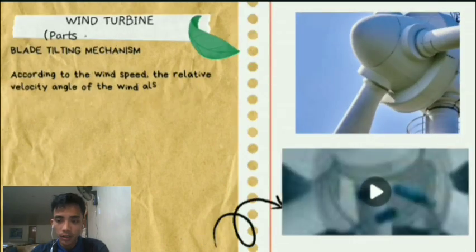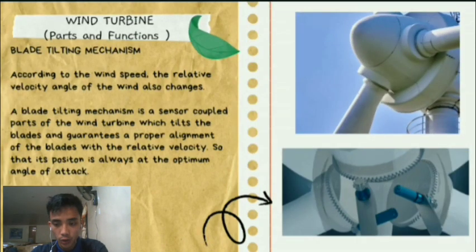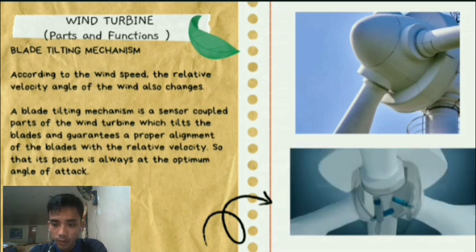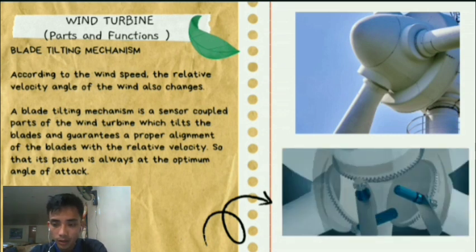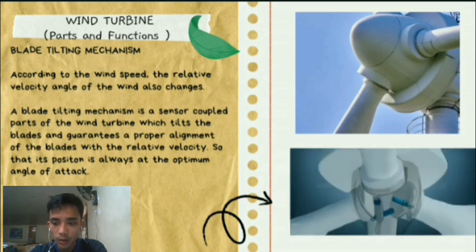So next po tayo dito sa wind turbine parts and functions. So here comes the blade tilting mechanism. So sabi po dito, according to the wind speed, the relative velocity angle of the wind also changes.